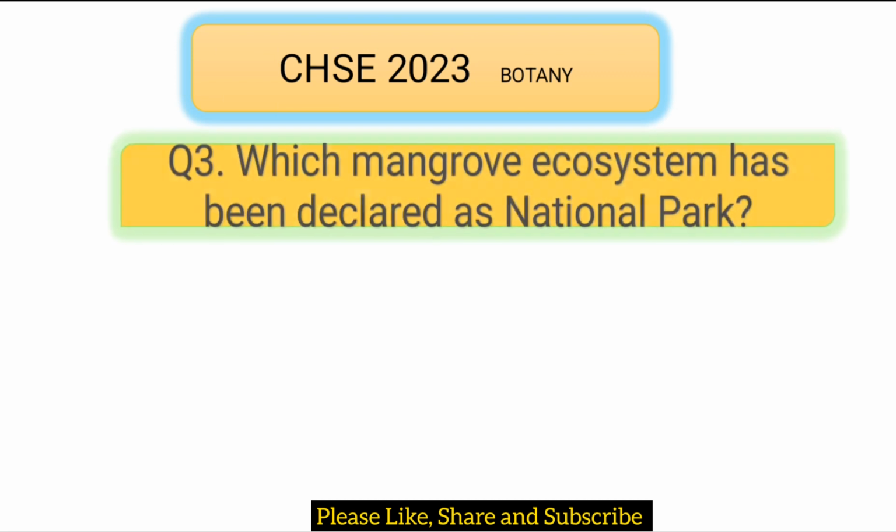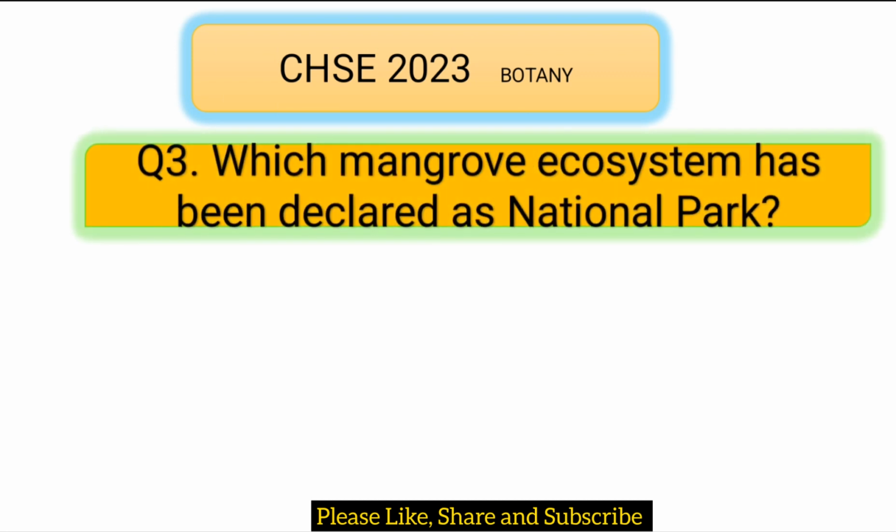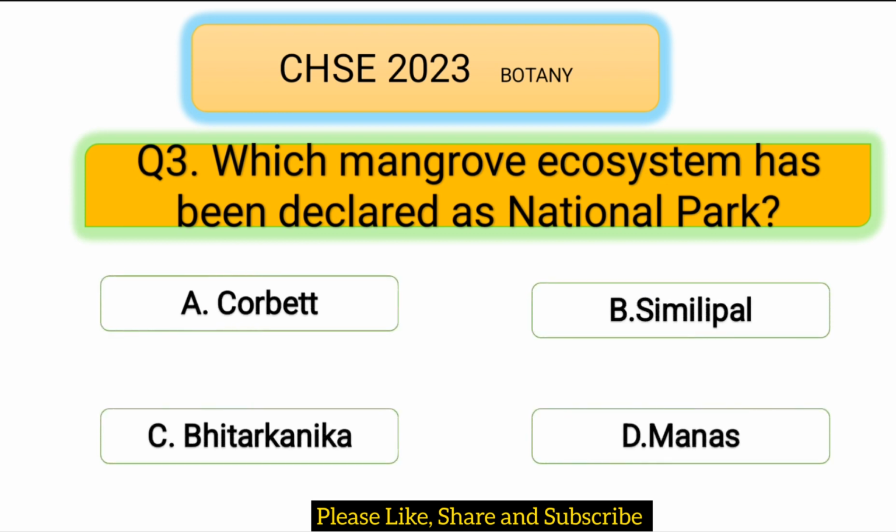Then the third question was, which mangrove ecosystem has been declared as a national park? The options were Corbett, Similipal, Bhitarkanika and Manas. So the answer is a very easy one, that is Bhitarkanika.